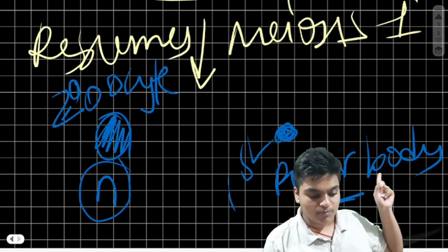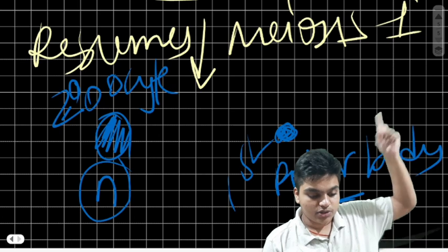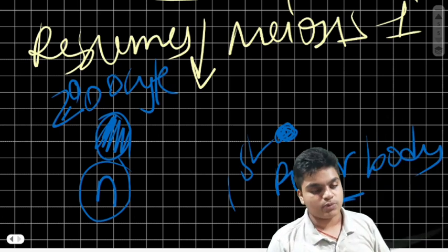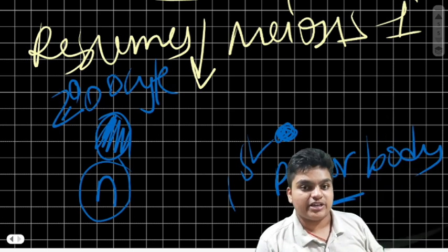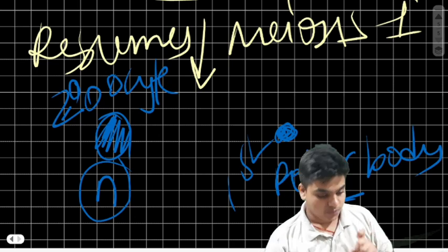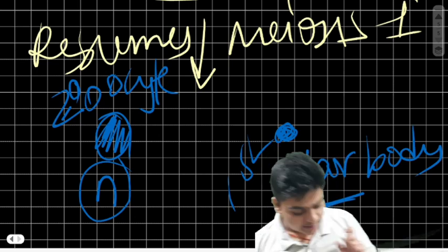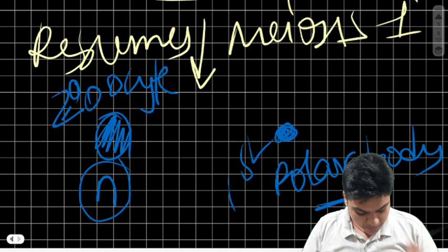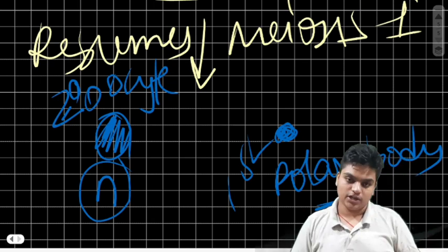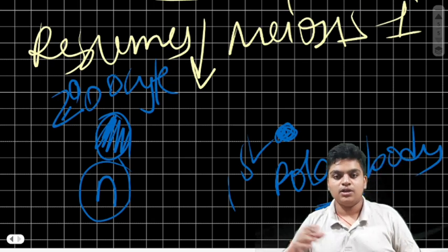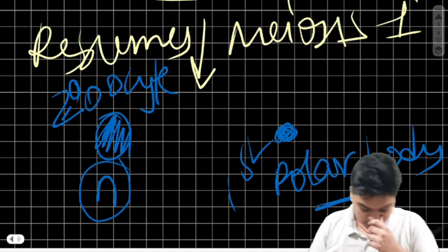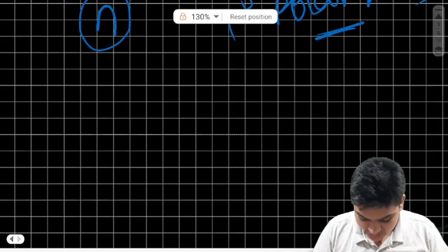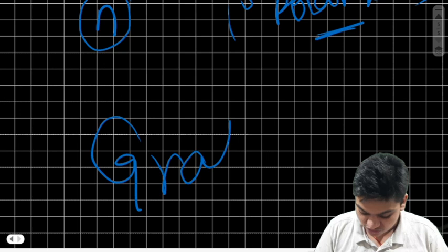This is your first polar body, which is formed due to the resuming of meiosis 1 after the formation of the tertiary follicle. Okay, now this secondary oocyte and the first polar body remain in the follicle, and now this tertiary follicle gets converted into the final stage, that is your Graafian follicle.